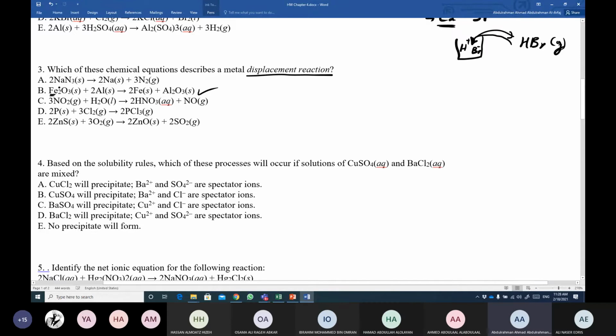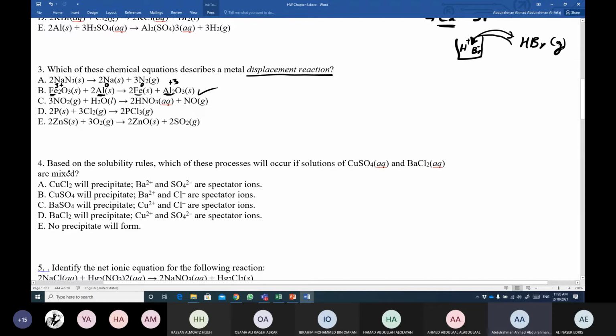In E, what's the charge? The Fe replaced the aluminum. What's the charge of Fe here? +3. What's the charge of Fe here? 0. What's the charge of aluminum here? 0. What's the charge of aluminum here? 3 plus. So this is a displacement reaction. All right?